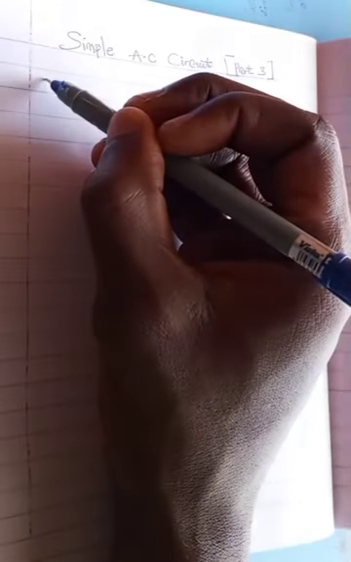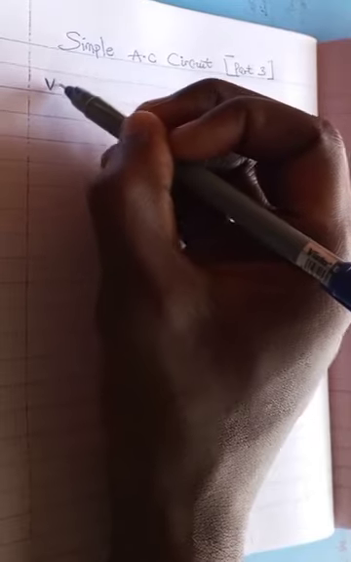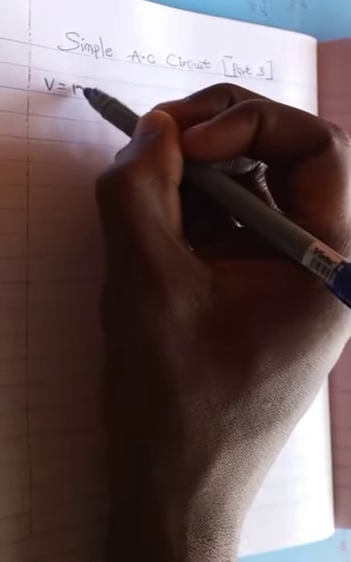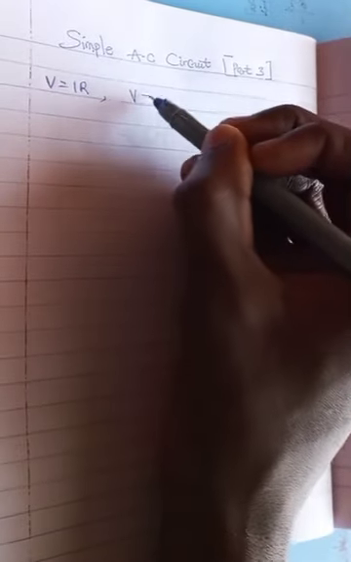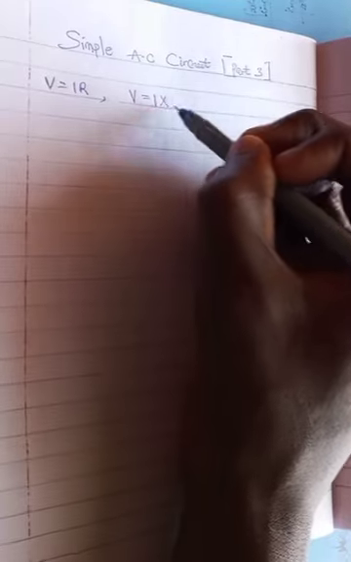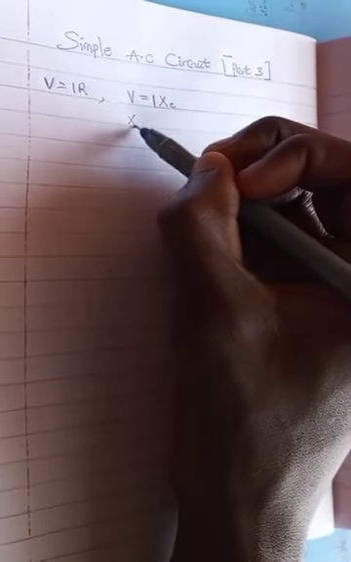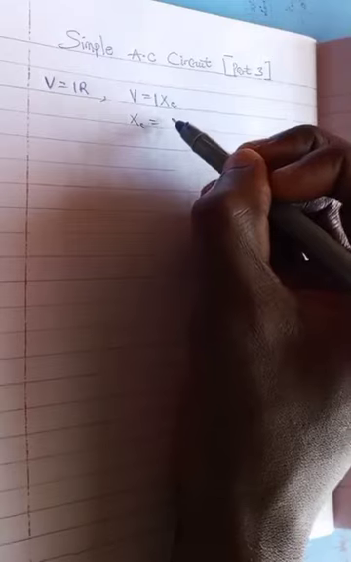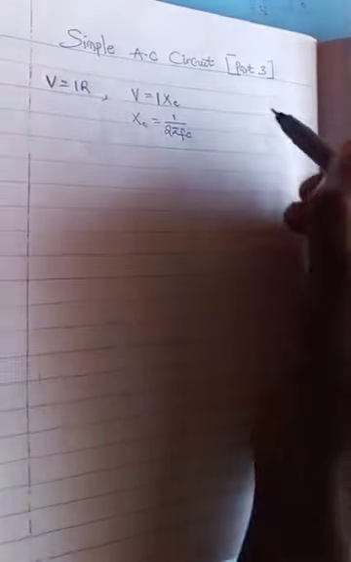We know that from what we said, Ohm's law for a resistor in an AC circuit is V equals IR. And for capacitors in an AC circuit, our voltage will be equal to I times the capacitive reactance, IXC. Don't forget that XC is equal to 1 over 2 pi FC.